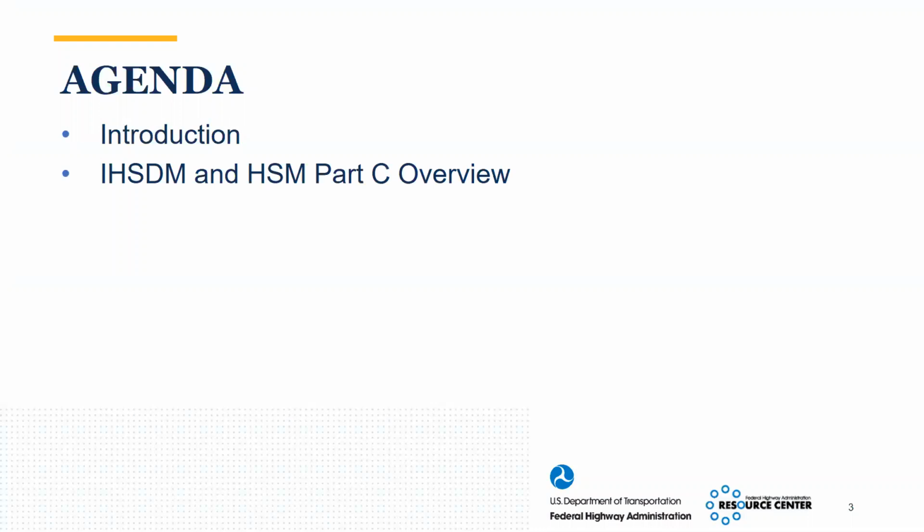So we have an agenda to work from. We'd like to provide some introductions, not among all of the attendees. We weren't quite sure how to pull that off. Instead, there are some opening comments that we'd like to cover. Then we'd like to briefly discuss the capabilities of IHSDM and an overview of the applicable parts of the AASHTO Highway Safety Manual, that is Part C. Specifically, we'd like to cover the crash prediction module's capabilities and some issues that accompany the use of the crash prediction module of IHSDM.